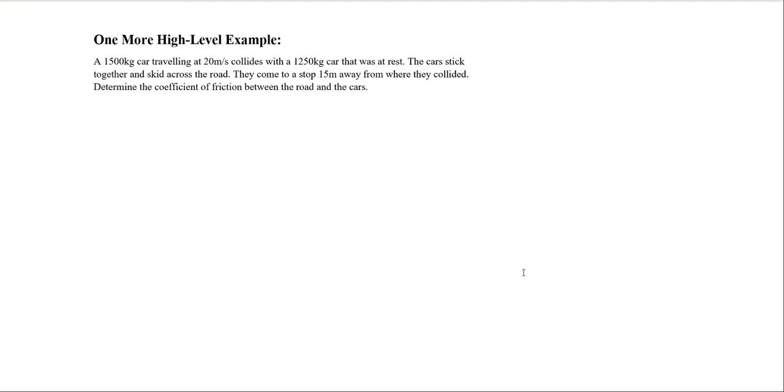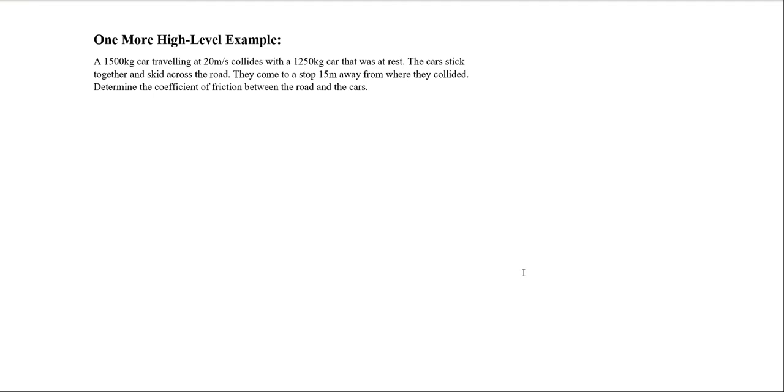This type of example is a really common form where there's a collision and then some sliding. And this sort of problem you should expect to see in multiple places. This is kind of the highest level problem that we're going to be doing in Physics 11 now. So let's go ahead and get comfortable with it.